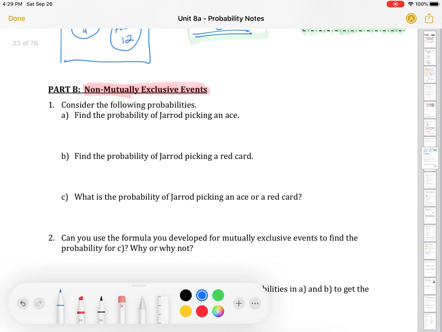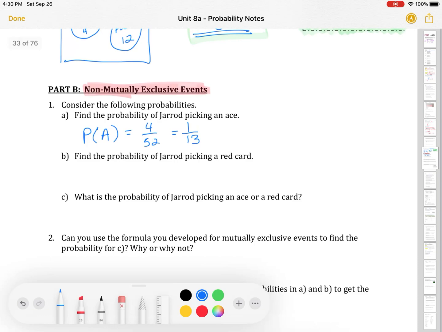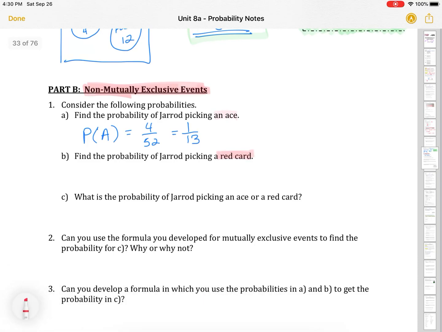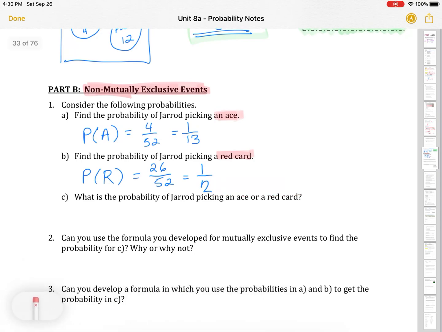Now, what does that make us think for non-mutually exclusive events? Let's consider the following probabilities, thinking about that same deck of cards. The probability of Jared picking an ace: we already know it's 4 out of 52, which is 1 out of 13. Now find the probability of Jared picking a red card. So now we've got a different restriction. Here we were getting an ace, now we're looking for a red card. The probability of a red card is 26 out of 52, or 1/2.